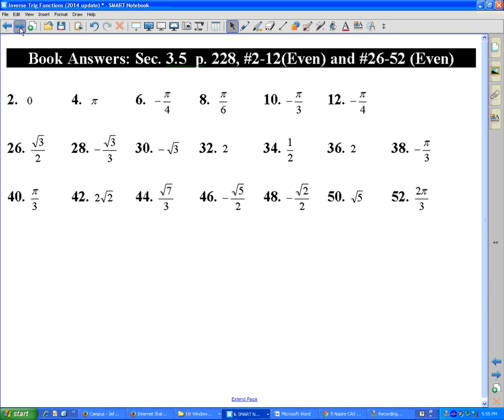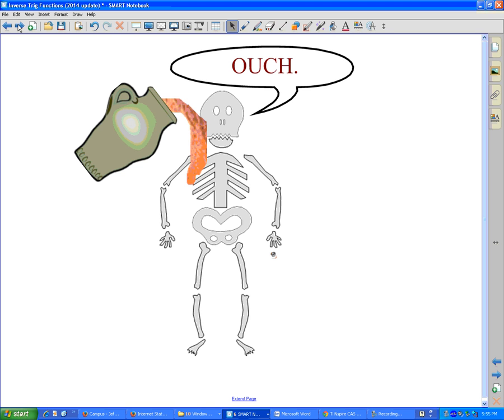Don't end up like this dude. Stay out of the lava zones. And I hope you are now understanding the inverse trig functions a little bit better, where their ranges are defined as and why they're defined that way.